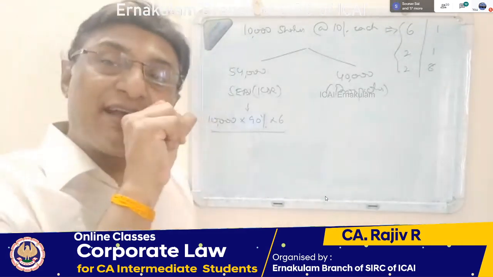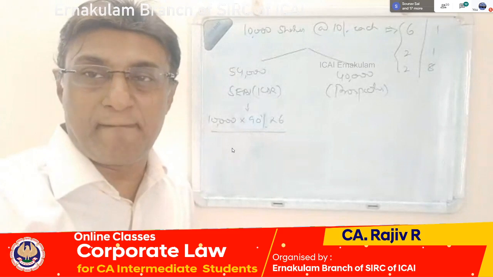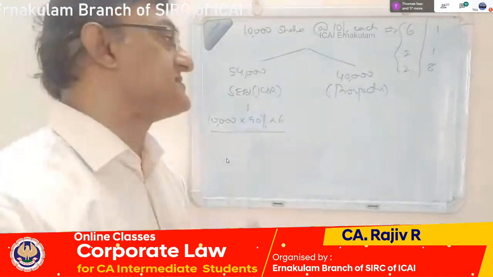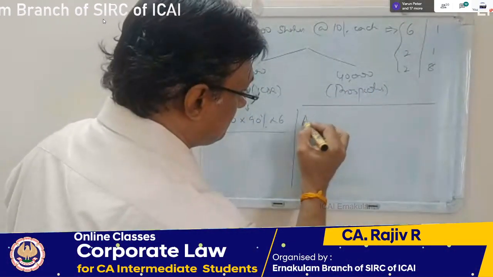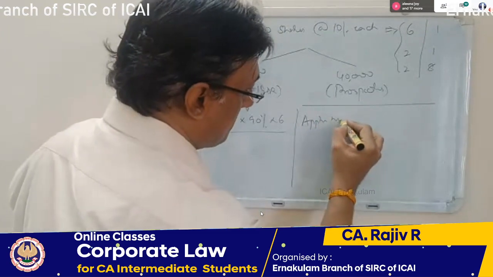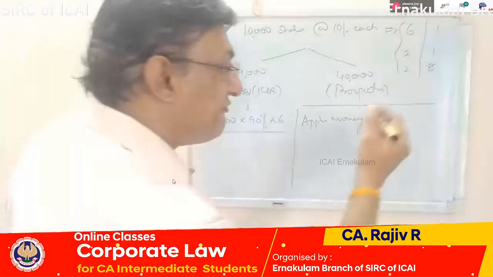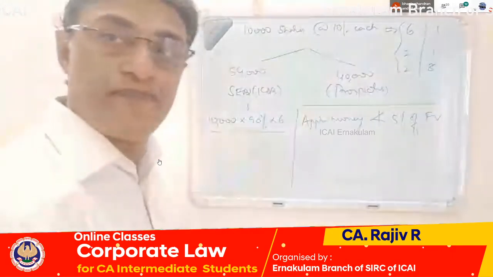Now, the Companies Act restriction doesn't actually achieve this purpose. You know what the Companies Act says? The Companies Act says the application money shall not be less than 5% of the face value.